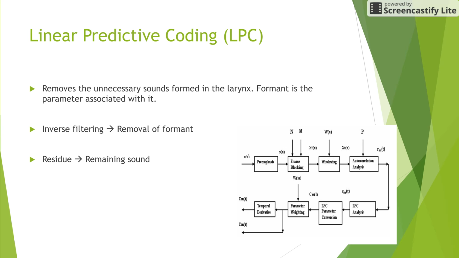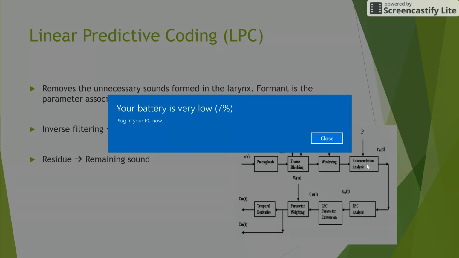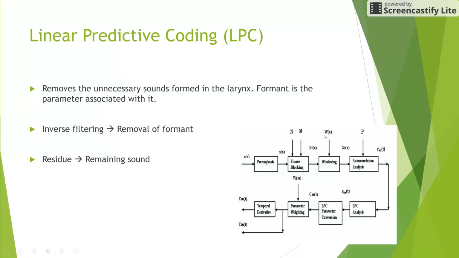So as you can see here in the block diagram, there is a pre-emphasis phase and then a frame blocking phase and then a windowing phase. As we go further, we can find the autocorrelation analysis phase, the LPC analysis phase, the LPC parameter conversion phase, and finally the temporal derivative phase. This is where we can find the output at the temporal derivative phase, or we can extract the output from the algorithm and use it to compare or map our sound with the actual user.